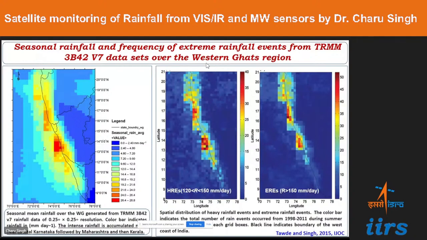So the region which is receiving the maximum mean monsoon rainfall may not be directly connected with the region where we have the maximum number of the extreme rainfall events. So Karnataka is receiving the maximum number of the extreme rainfall events. For details, I have referred various papers here that may be seen for details on the estimation and the methods associated with this analysis.